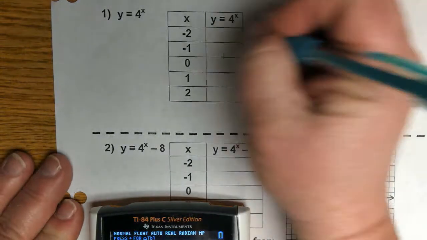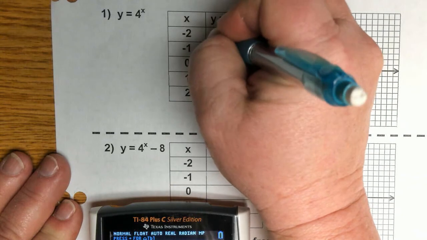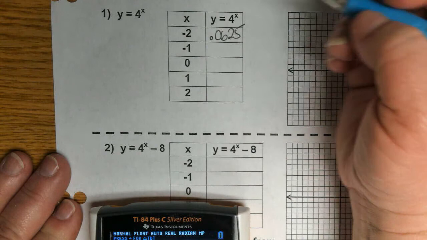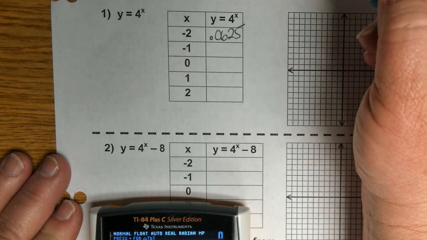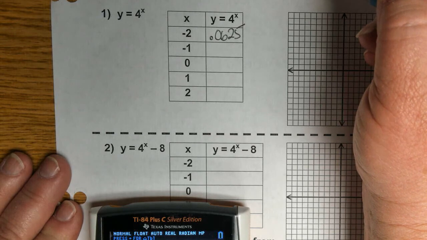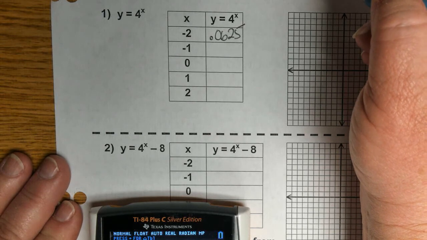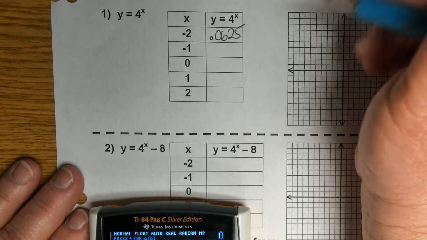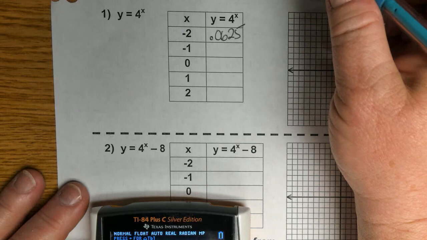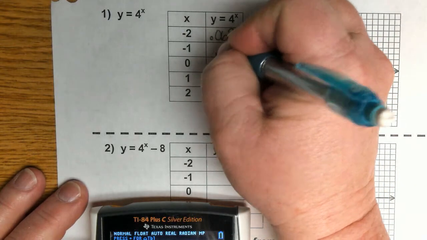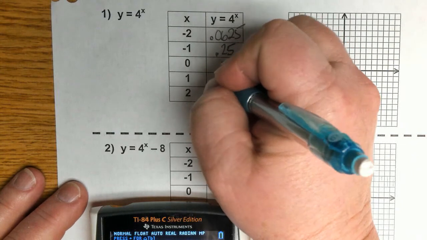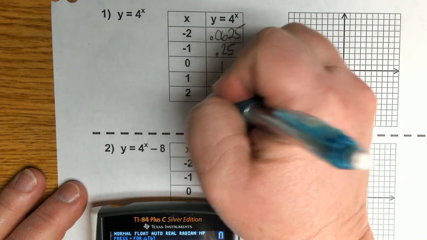All right, so -2 is 0.0625. Oh yeah, we could do that. That's an 8th grade thing, but that's fine. You could put it on mode 2. That's probably easiest. Then -1 is 0.25, 0 is 1, 1 is 4, and 2 is 16.